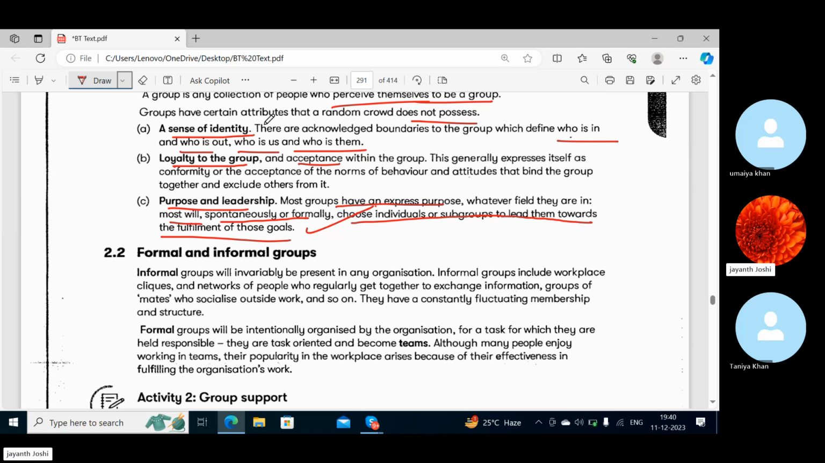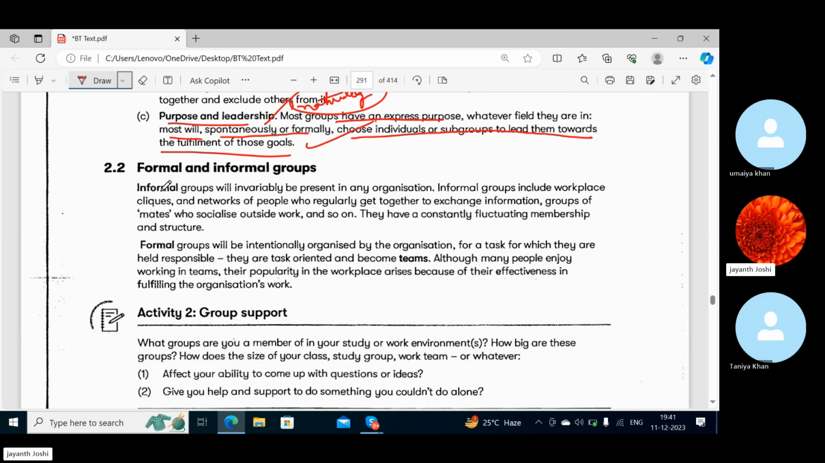So some leader would be there, and the entire group would be motivated enough, and they want to achieve some objectives and goals. For that reason, the groups have been formed. What is the meaning of spontaneous? Naturally. It's very natural when people have been selected and formed a group, they want to achieve the goals. Now, what do you mean by formal and informal groups?